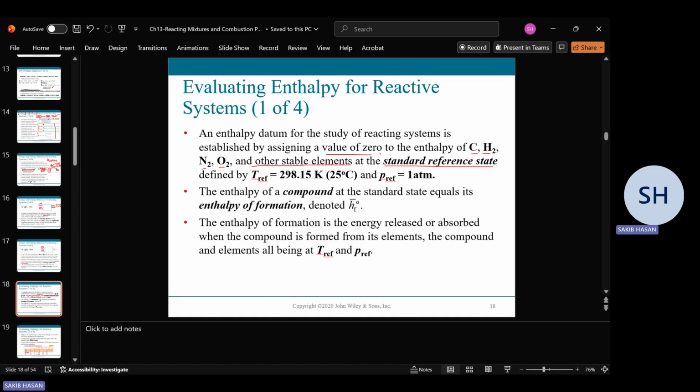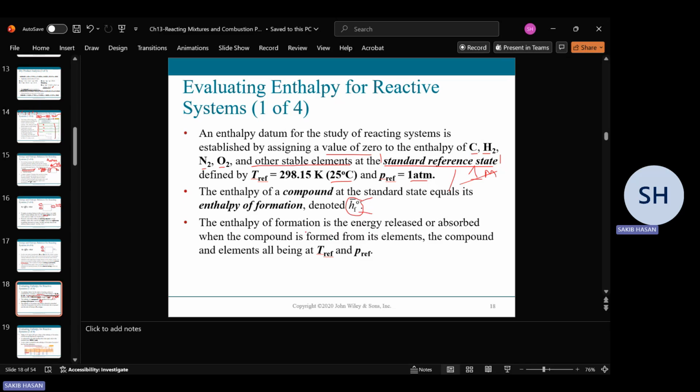Okay. And now what is the standard reference state? The standard reference state refers to these specific conditions at 25 degrees Celsius and 1 atmosphere of pressure. And if we were working with solutions, we would also include the concentration at 1 M. But since these are all gases, we don't really have to think about this. The enthalpy of a compound then at the standard state equals the enthalpy of formation, which we denote with this symbol. Okay, this little o is for the standard state, and this little subscript f is for formation.